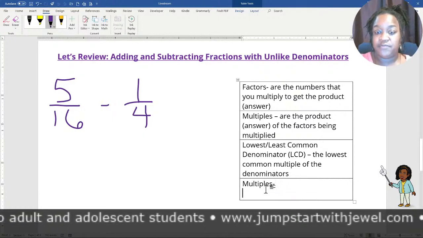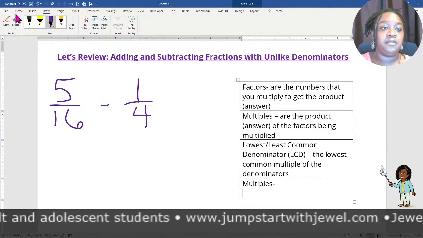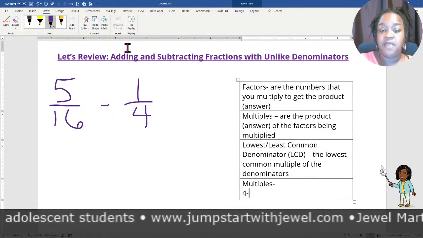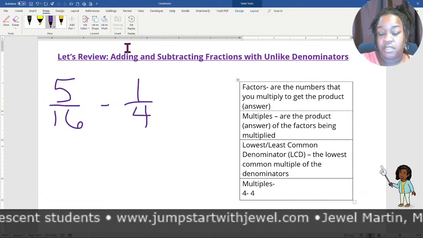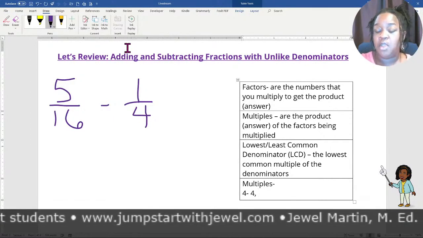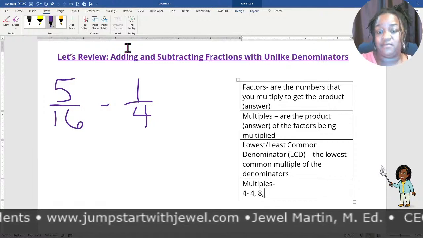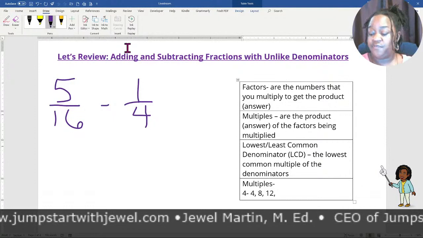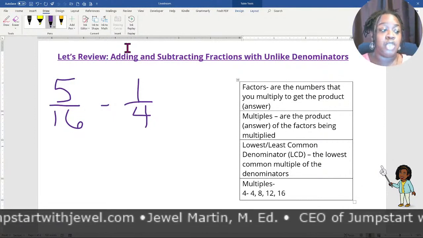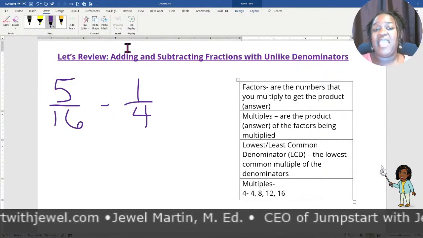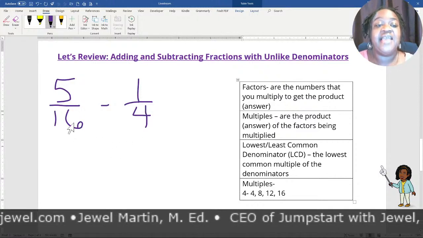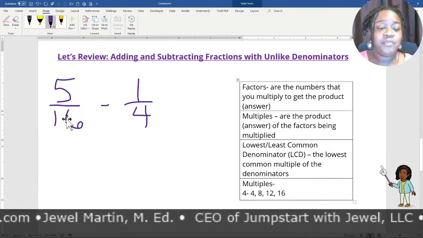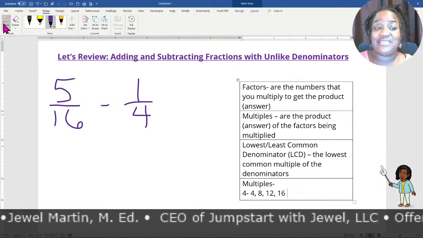So the multiples of 4, oh, let me turn my thing on, there we go. The multiples of 4 is 4, because 4 times 1 is 4. 4 times 2 is 8. 4 times 3 is 12. 4 times 4 is 16. So we can stop right there because we already see that the other denominator is already a 16.